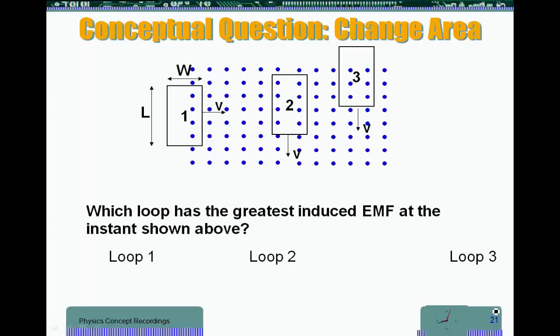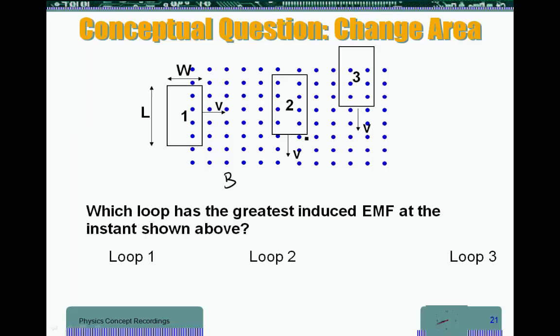Okay, let's consider these examples. We have three loops here. Loop 1, all of them are identical with a width of W and a height of L. Now, loop 1 is being pulled from the left into a region where I have a magnetic field, B, that's in blue, pointing perpendicular to the page towards us. So it's being pulled from the left, where there is no magnetic field, into this region.